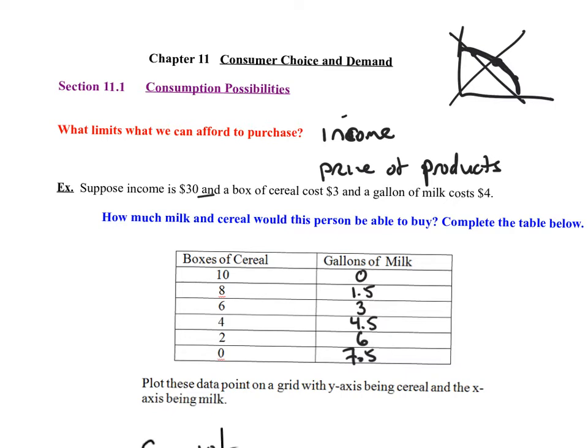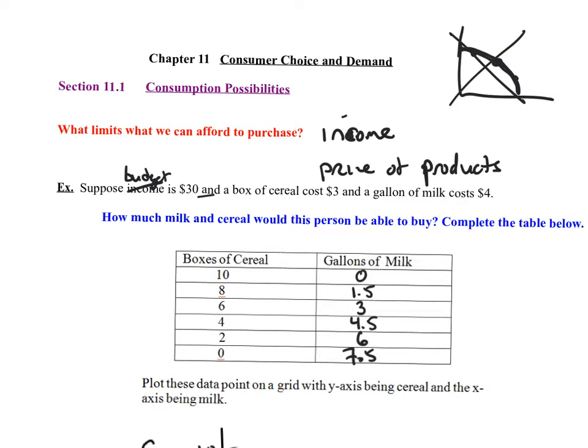In this example, you have a budget to buy two goods, and we're going to assume that all the money that you have in the budget is spent on those two goods. It's allocated in those two goods, so there's no saving in this model. So in this case, we have income, probably a better word is budget. We have a budget of $30 to spend on cereal and milk. A box of cereal costs $3 and a gallon of milk is $4.